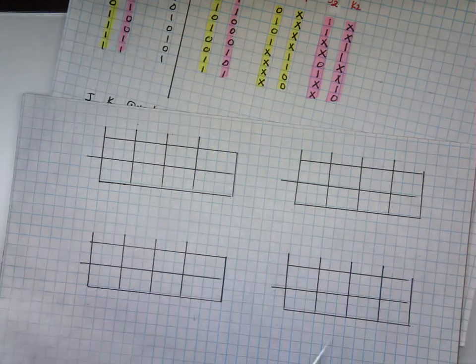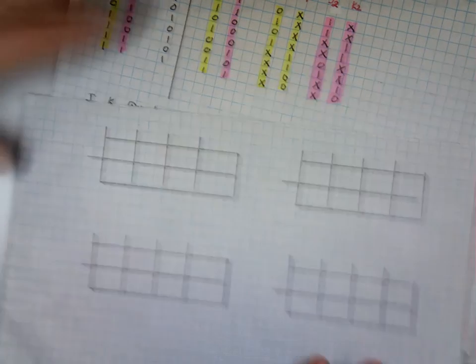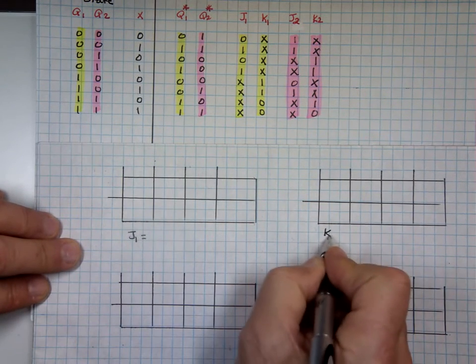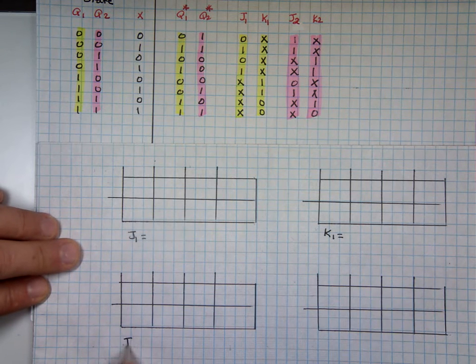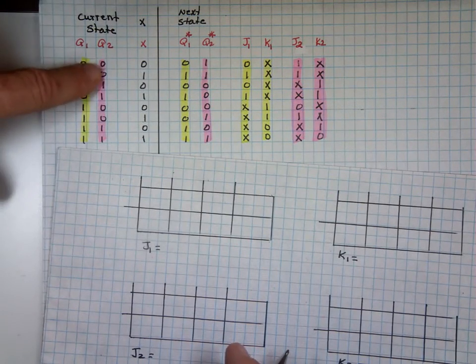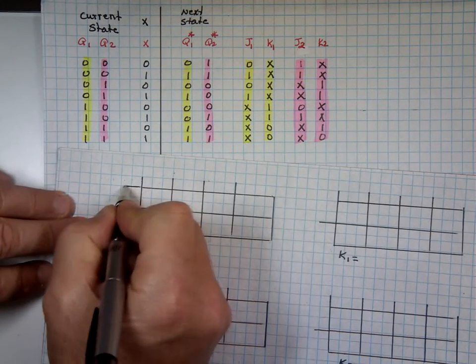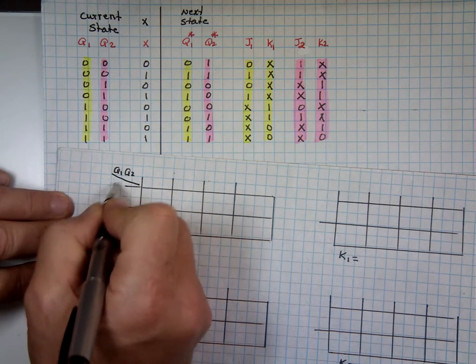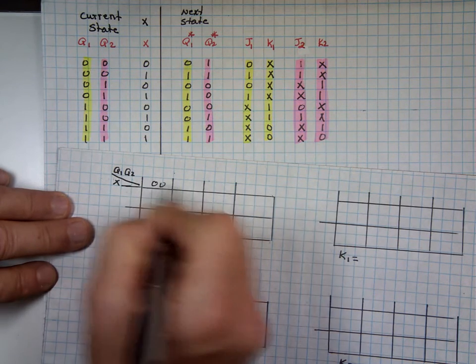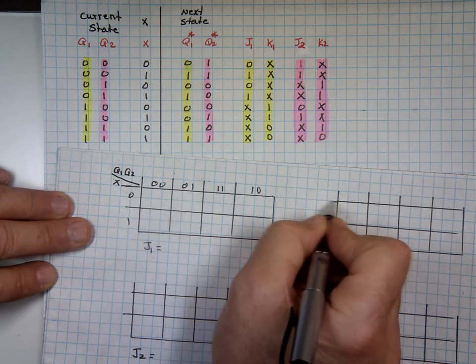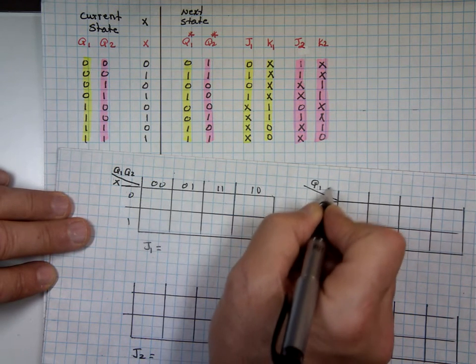Okay, perfect. So one for J1, one for K1, one for J2, and one for K2. Notice I have three inputs, Q1, Q2, and X. So this is Q1, Q2, I'll put X on the bottom. 0, 0, 0, 1, 1, 1, 1, 0. Q1, Q2, X.